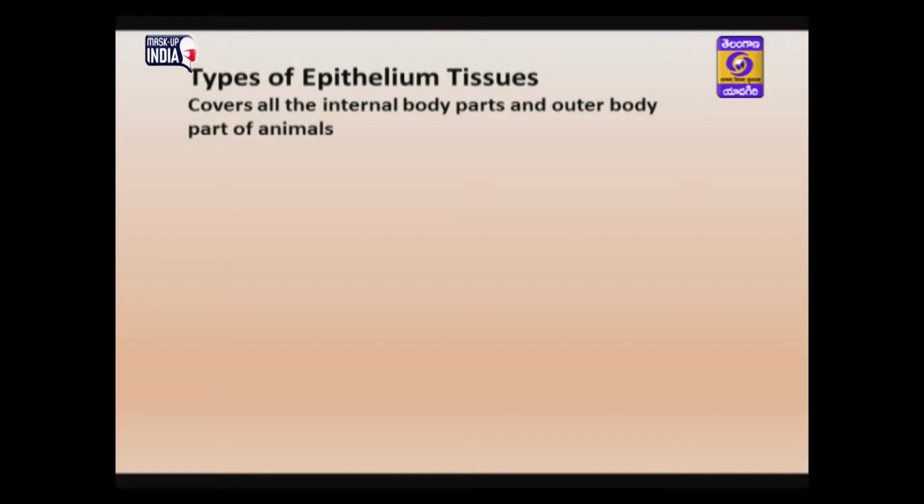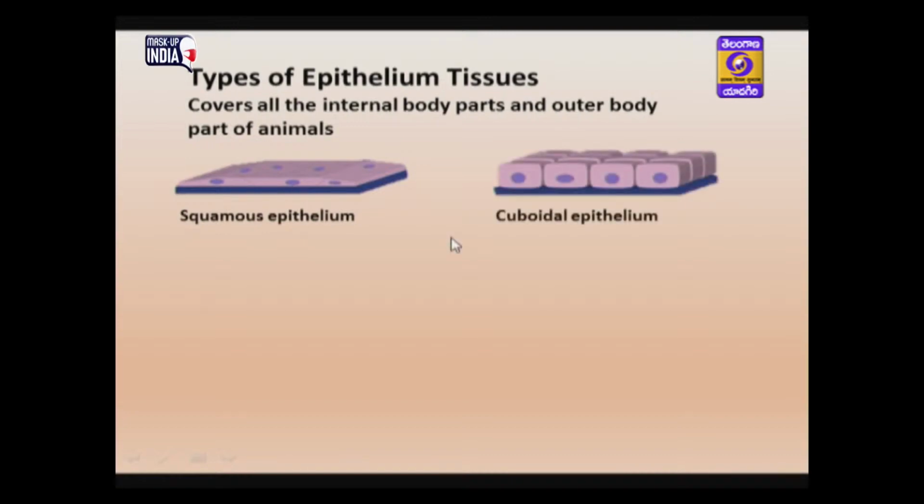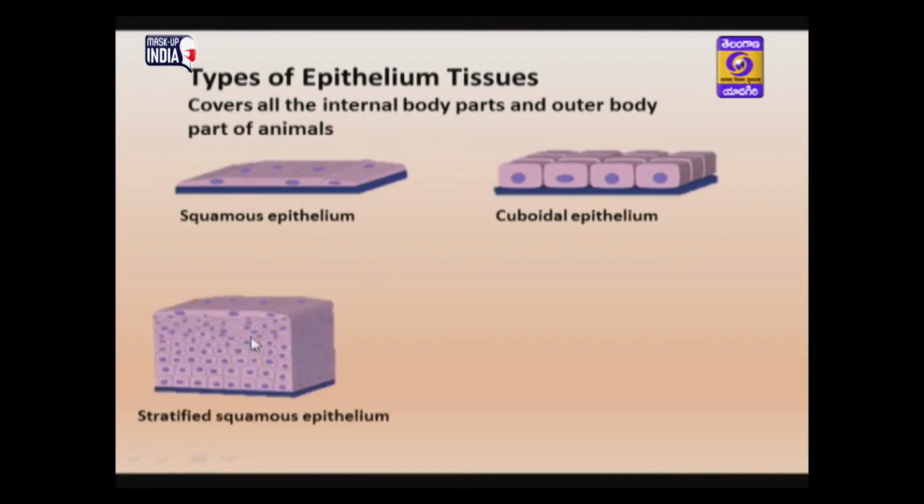This is again of several types. Squamous epithelium: here you can see the cells are thin and flat. This squamous epithelium is seen in the esophagus, lining of the mouth, blood vessels and alveoli. Another type of epithelial tissue is cuboidal epithelium. Here you can observe the cells are cuboid in shape. This cuboidal epithelium is seen in the lining of organs or tubules, like in ureters.